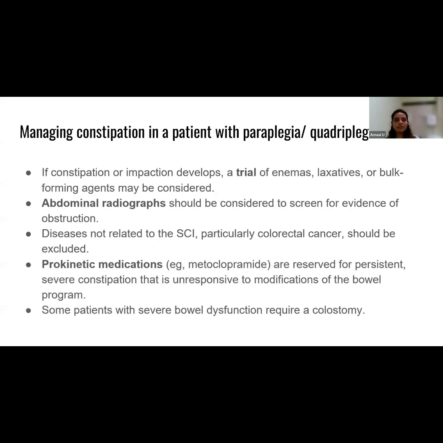And in case constipation or fecal impaction develops, a trial of enemas, laxatives, or bulk forming agents may be considered. Abdominal radiographs should be considered to screen for evidence of obstruction, and diseases not related to the spinal cord injury, particularly colorectal cancer, should be excluded. Prokinetic medications, for example metoclopramide, are reserved for persistent severe constipation that is unresponsive to modifications of the bowel program, and some patients with severe bowel dysfunction may require a colostomy.